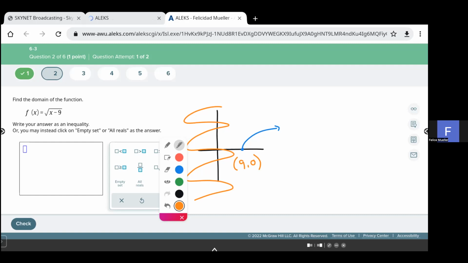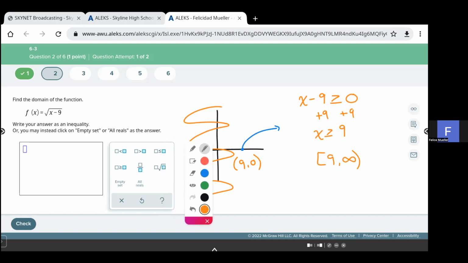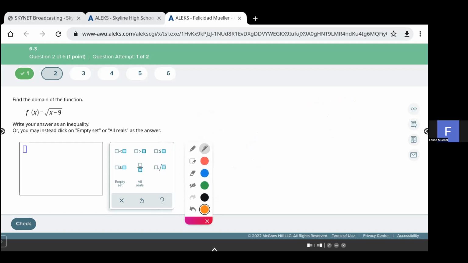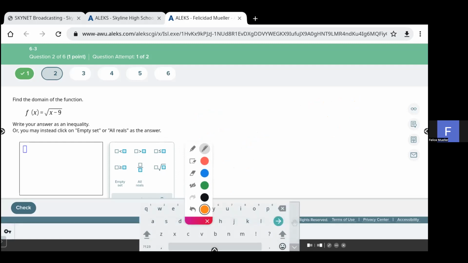What you do to solve this by hand is you're going to do x minus 9 is greater than or equal to 0. And you just solve for x. In this case, I add 9, which gives me x is greater than or equal to 9, which is the same thing as me saying 9 to infinity. But in this case, they do want inequality form, so that works out. So we're going to go ahead. X is greater than or equal to 9.